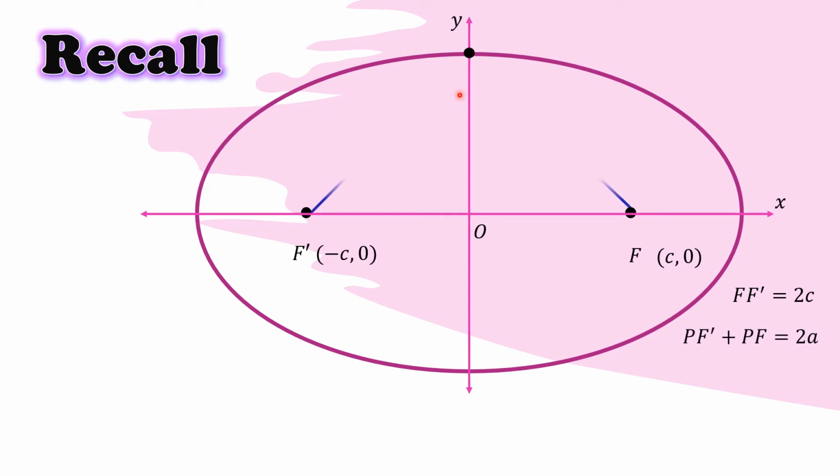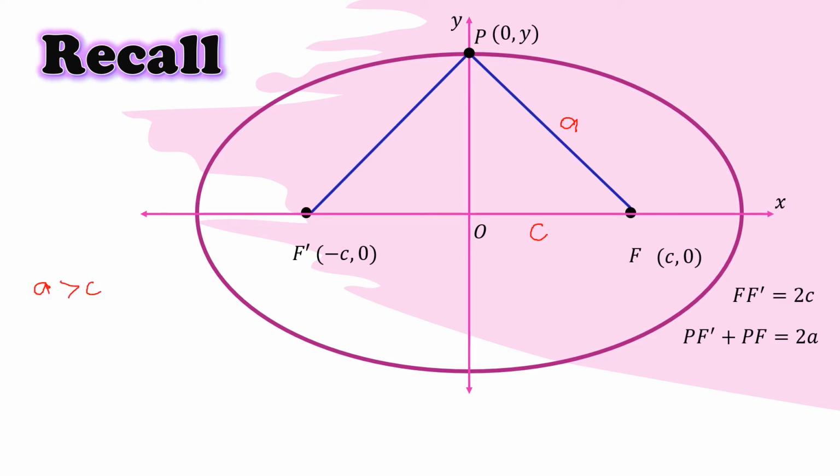Now let point P be on the point (0, y). Since PF prime plus PF is equal to 2a, then at this position of point P, PF is equal to a units. Also, the distance between the origin and F or F prime is c units. Hence, a is greater than c.